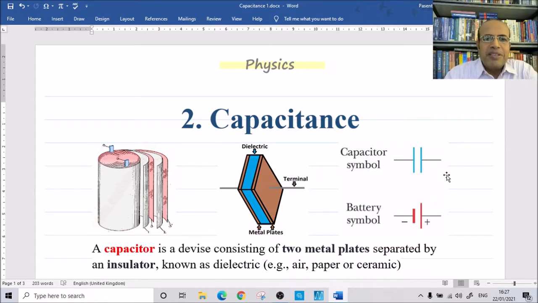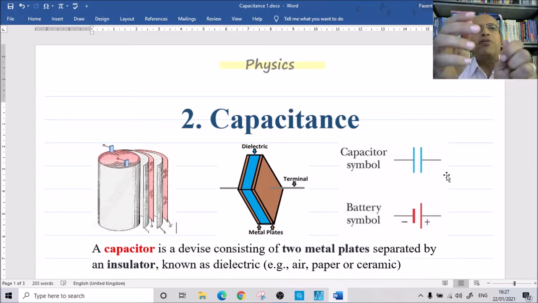Capacitor. What is the capacitor? The capacitor is a device consisting of two metal plates separated by an insulator. That insulator is known as a dielectric, for example, paper, air, or ceramic, like this. So there are two metal plates insulated by paper. So they form a capacitor.